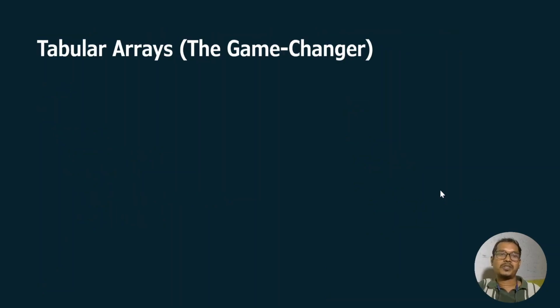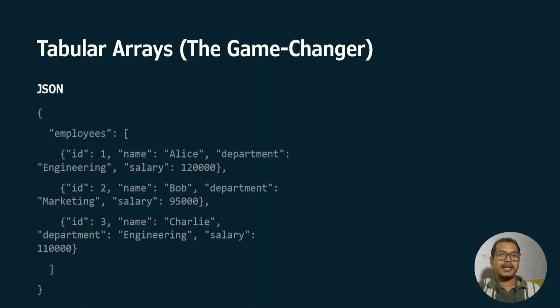There is a nice approach TOON follows when it represents tabular arrays. In JSON, when you write a tabular array, you put each record in curly braces. The problem is that in each object the keys are repeated. The id, name, and department keys are repeated in all three objects. In this way, the token size increases unnecessarily.